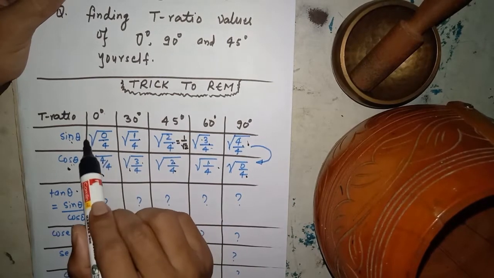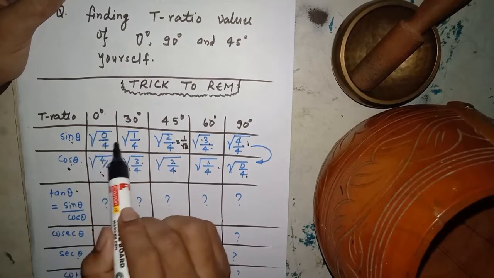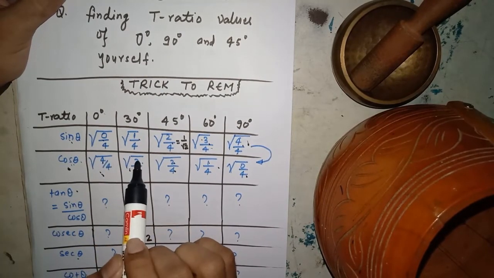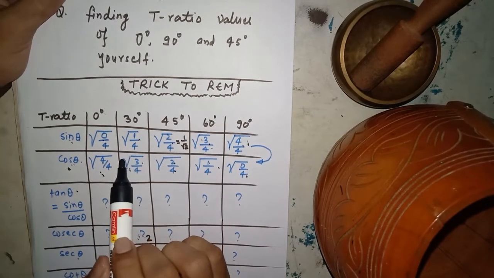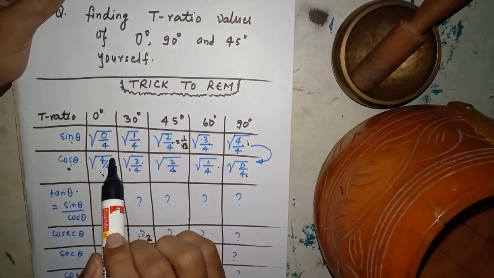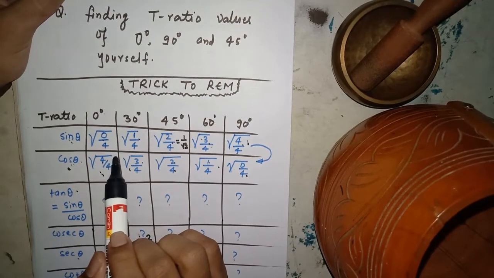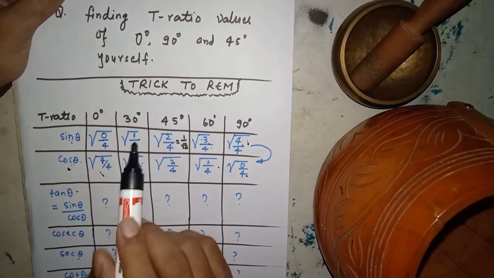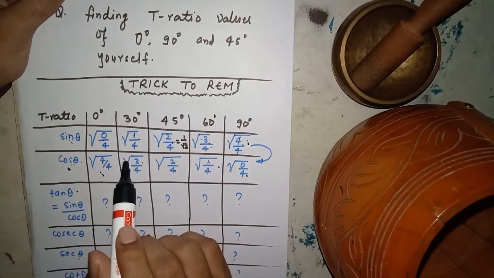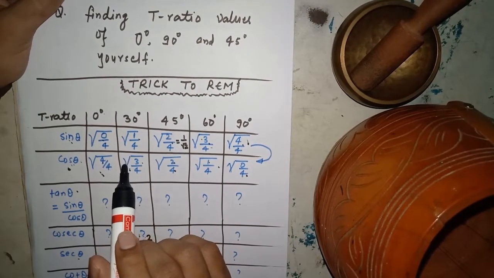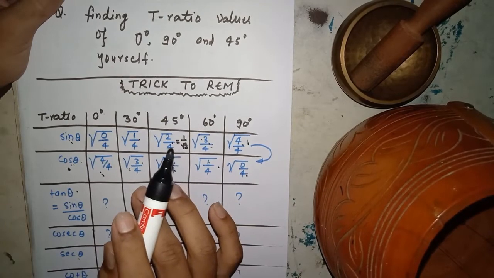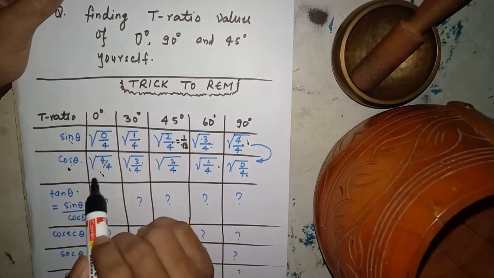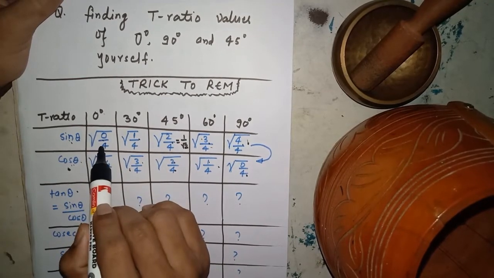So what we got is root under 0 by 4. 0 by 4 means 0. If the numerator is 0, then the value must be 0. But if the denominator is 0, then what is the value? Can you say? Think about it. Okay, if the denominator is 0, then the ratio becomes undefined, or you can say infinity. So 0 by 4 is 0, so root under 0 is 0. So sine 0 is 0.